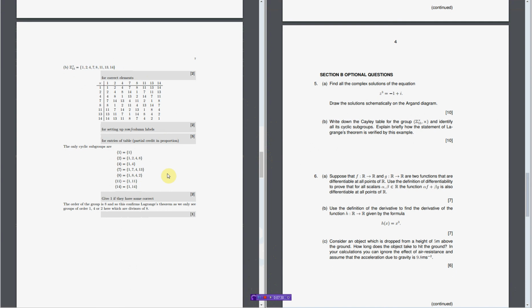Now, how does this verify Lagrange's theorem? Lagrange's theorem for a finite group says that the order of any subgroup, meaning the number of elements in it, is a divisor or a factor of the order of the containing group. So what sizes of subgroups are we seeing here? We're seeing subgroups of size 1, 2, and 4. The containing group, Z15, has size 8. So the way Lagrange's theorem is confirmed here is that the sizes of the subgroups, 1, 2, and 4, are all factors of 8.